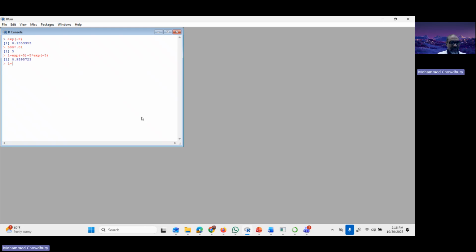Now I want to do 1 minus dpois, and then I have to put here 0, and then rate is 5, minus dpois 1 comma. Are you seeing the same results, right? So take a look at the R code that I have provided. Okay.